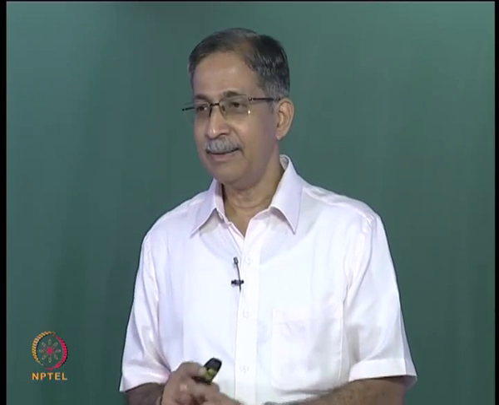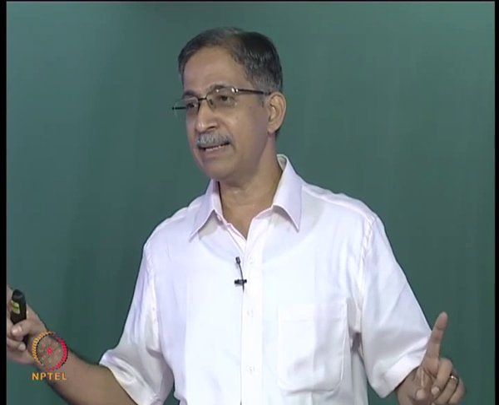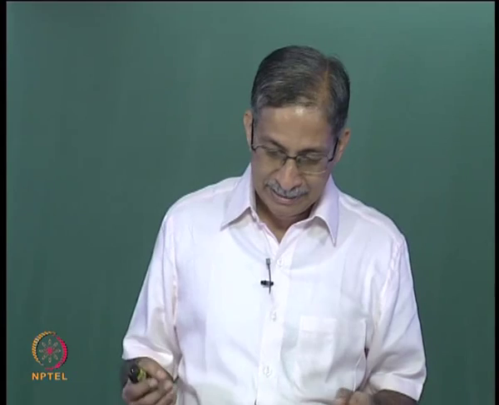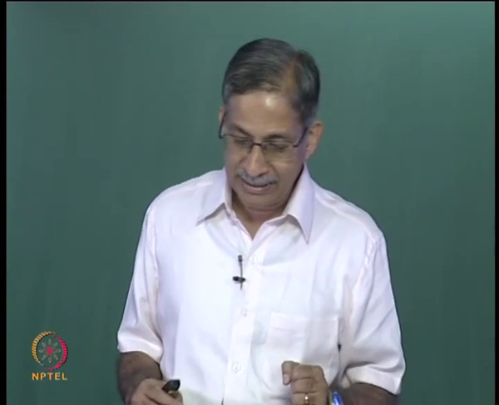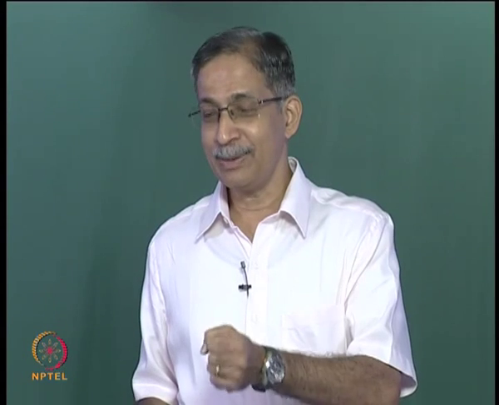So first modify your stiffnesses to account for the known fact that you got a moment release at the hinge. You have a moment release, the moment cannot get transferred beyond that point. The second thing you need to do is to introduce a clamp at the hinge whereby you convert D2 from an active degree of freedom to a restrained degree of freedom. You clamp it, otherwise you will get into difficulties. We will explain this one by one, okay.